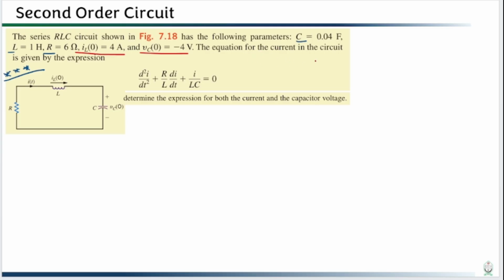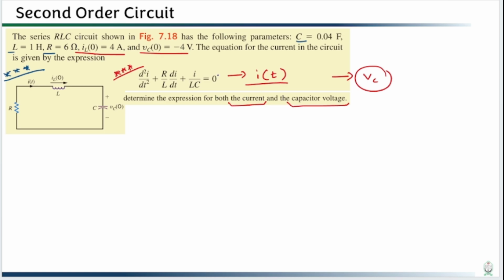And they're saying that the equation for the current in the circuit is given by this expression. One differential equation is also given, and they're asking us to determine the expression for both the current and the capacitor voltage. As we have one differential equation given, which is derived for current, if we solve this, we can automatically get the expression for the current. Once we have the expression of current, we can use it to calculate the expression for capacitor voltage. We will move to that part later. Let us first focus on the expression of current.